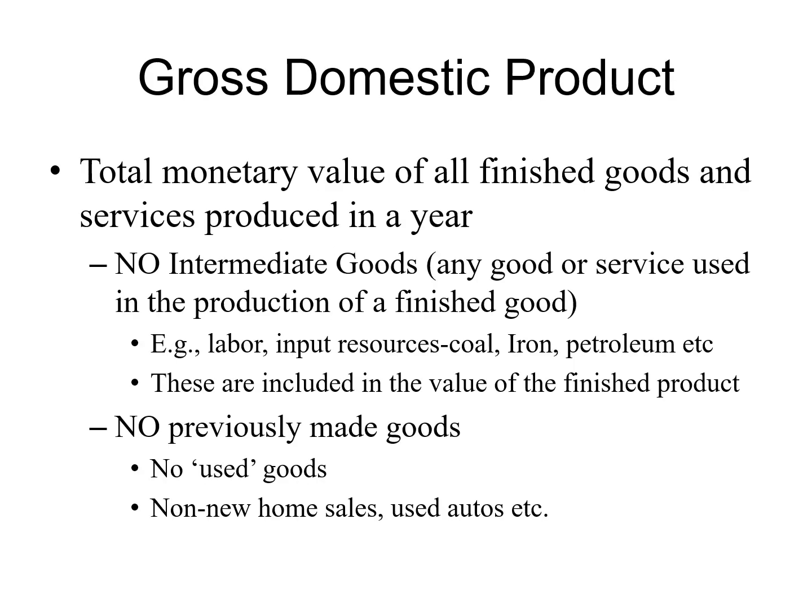First, we start with the definition of gross domestic product, which is simple enough to understand, but we want to take a good hard look at it, which is the total monetary value of all finished goods and services produced in a year. Now, what we notice from this is two things. First of all, no intermediate goods are counted in the gross domestic product. The reason for this, an intermediate good is any good or service that is used in the production of a finished good. And so, for example, labor is an intermediate good.